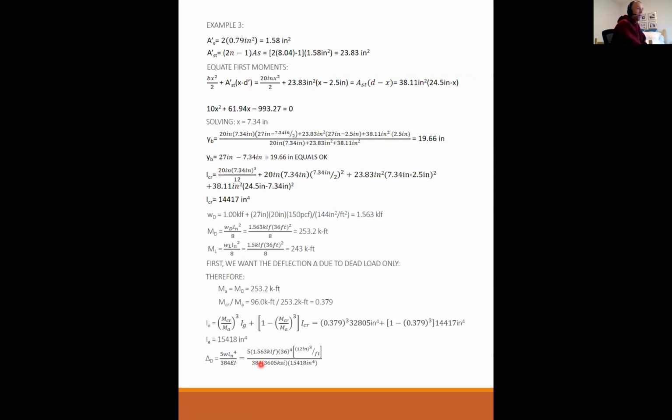Now, again, I mentioned this last time, I'll mention it again. Watch out for your units. The load is kips per lineal foot. The span is feet. But your moment of inertia is inches to the fourth, and your modulus is kips per square inch. You can't do an equation with feet and inches. So we put 12 to the third inches per foot, cancels out the feet, and now everything's in inches. And we get 1.063 inches deflection. This is instantaneous deflection due to the dead load.